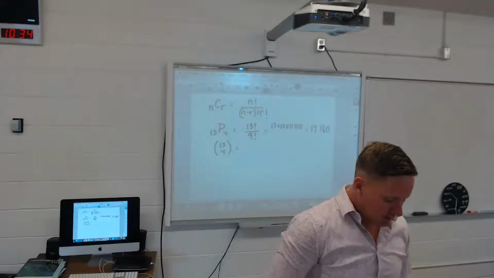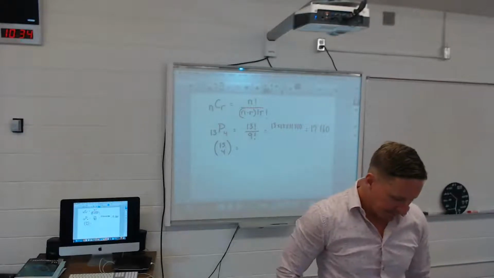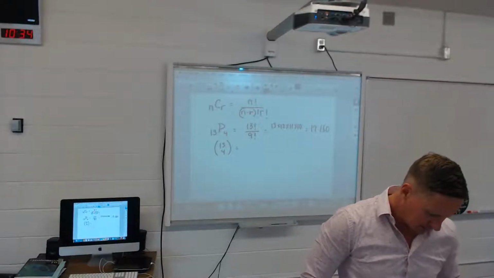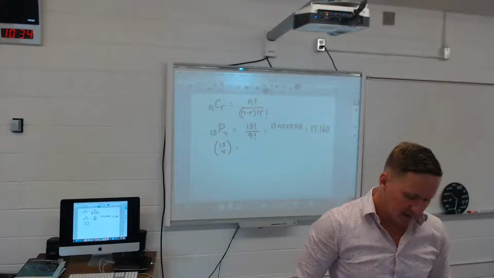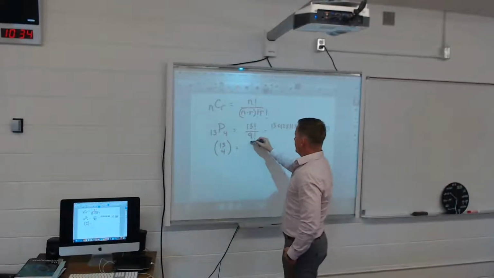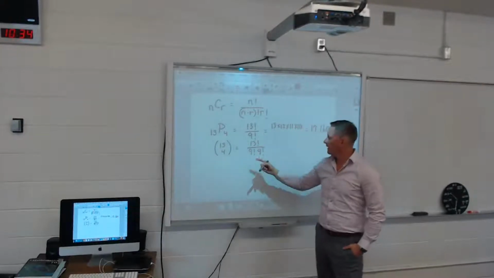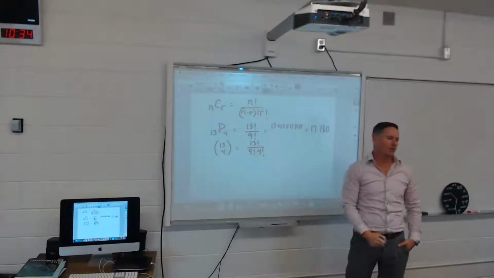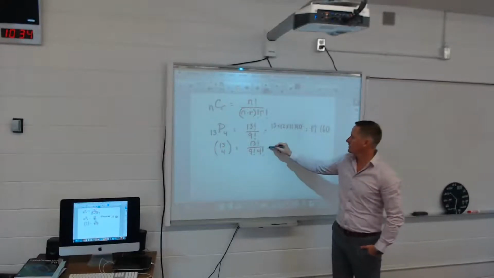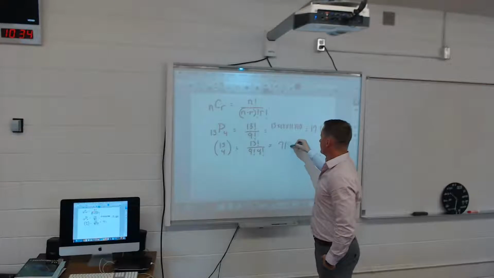Sorry, I lost my train of thought because I flipped the page by accident. In this case, I have 13 factorial over 9 factorial times 4 factorial. I've selected the 4 and I don't care about their order, so I'm going to divide the order out. The number of ways you can order 4 cards is 24. So I take 17,160 divided by 24, and that equals 715.